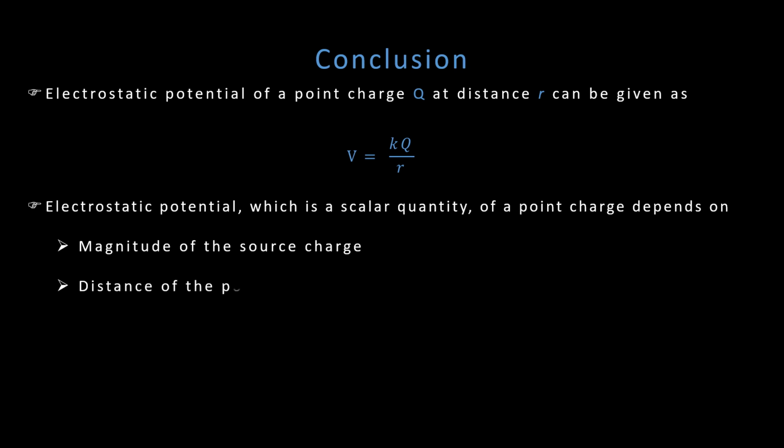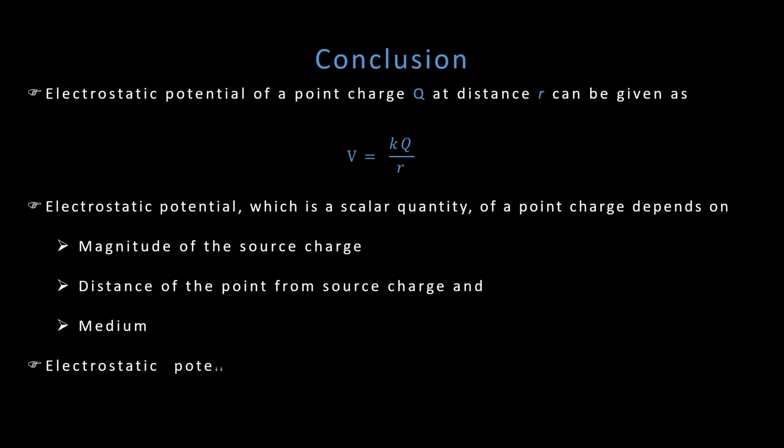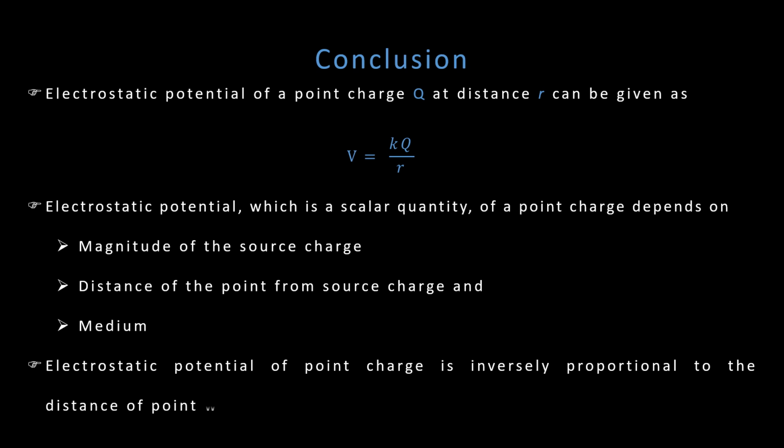Secondly, it depends on the distance. As you go away from charge, potential decreases, very obvious. And thirdly, medium has also its own role to play. If you change medium, potential of the given charge at given point will change. And what is the distance dependence? We know that V is proportional to 1 by R. So electric potential of point charge is inversely proportional to the distance of the point where we are finding out electric potential. So that is all we need to know about electric potential of point charge at given point.